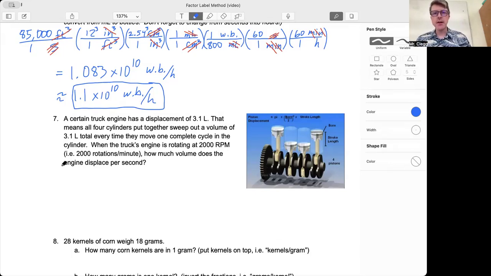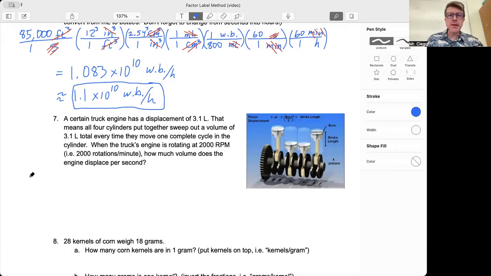So engine displacement in a vehicle, in an engine, is just how far the cylinder goes multiplied by its area. So that gives you a volume that cylinder displaces as it goes from its up position to its down position. And it's basically a proxy for how powerful your engine is. A bigger engine displacement gives you more power, typically. So that's the way that works.